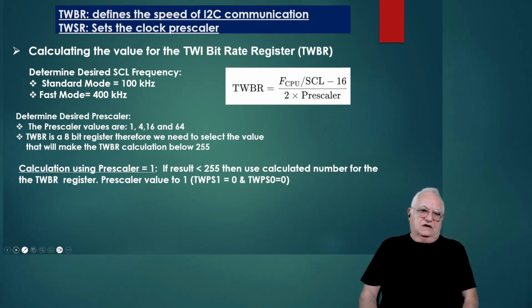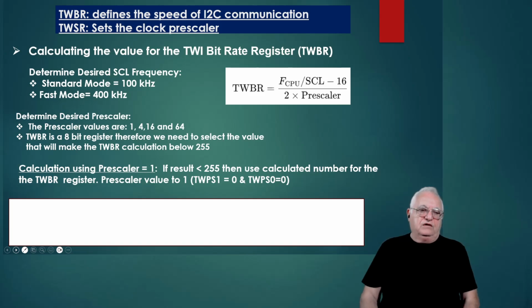So let's do a calculation. Now we're going to do this calculation using the prescaler 1 to start. If the result is less than 255, then we calculate the number for the TWBR register. So for the prescaler to be a 1, basically you have to set these 2 bits to 0.